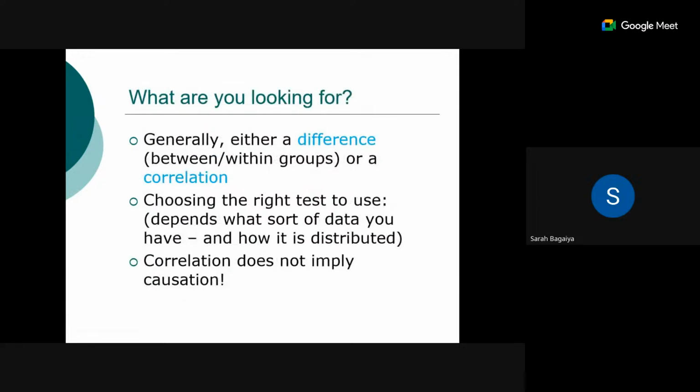So generally, there's either a difference between or within groups, or a correlation. When we are looking at data, we would be able to tell this from the data. Choosing the right test to use depends on what sort of data you have and how it is distributed. It's important to note that correlation does not imply causation. Two variables can be correlated, but that does not mean that one of them causes the other.